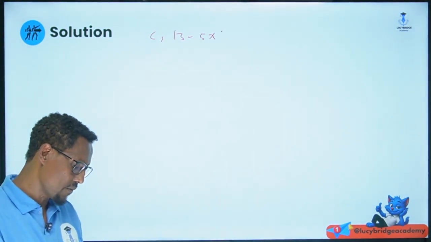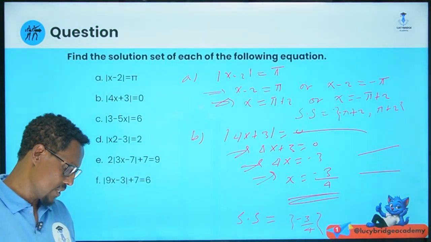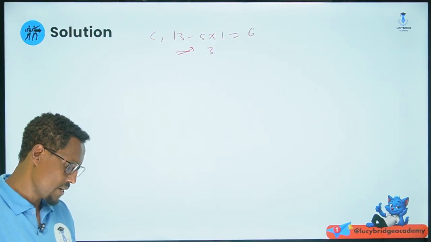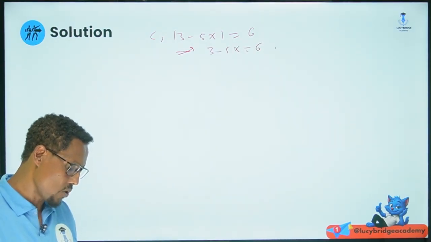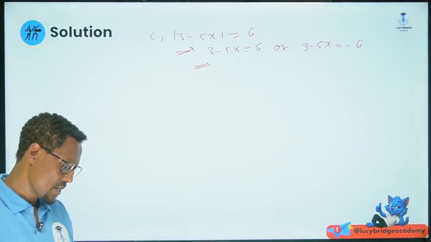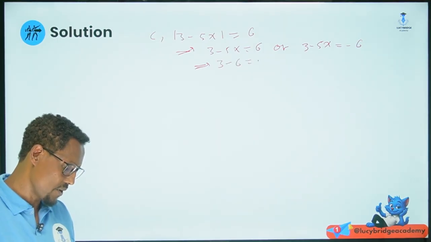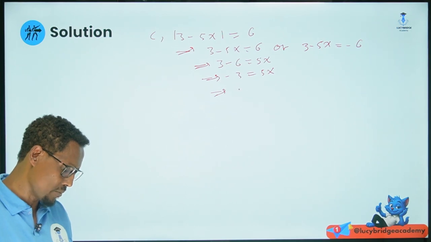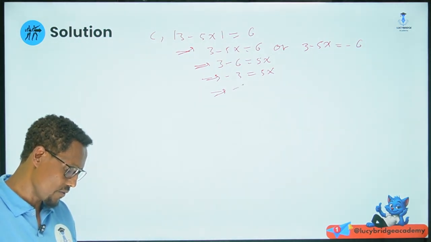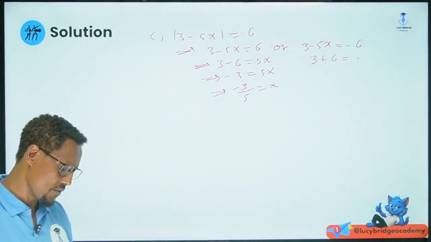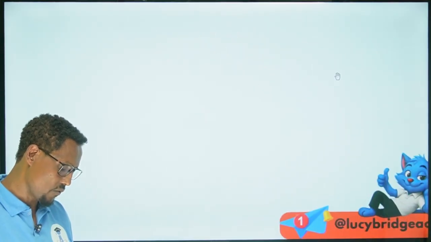The absolute value of 3 minus 5x is equal to 6. This means 3 minus 5x is equal to 6, or 3 minus 5x is equal to minus 6. Implies 3 minus 6 is equal to 5x, which means minus 3 is equal to 5x. Dividing both sides by 5, minus 3 over 5 is equal to x, or 3 plus 6 is equal to 5x, 9 is equal to 5x.